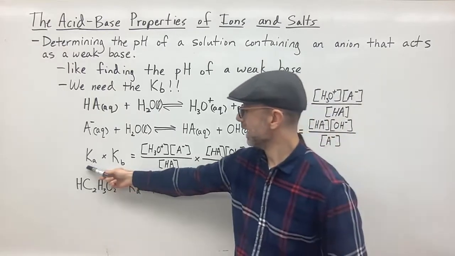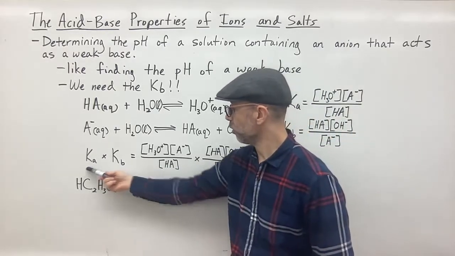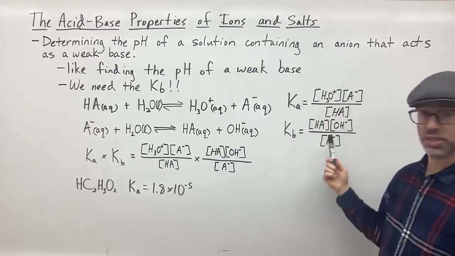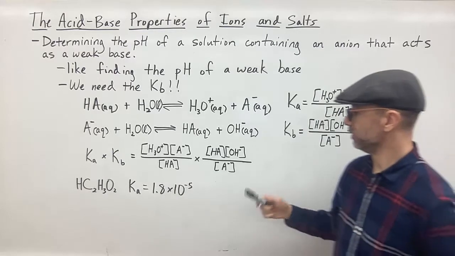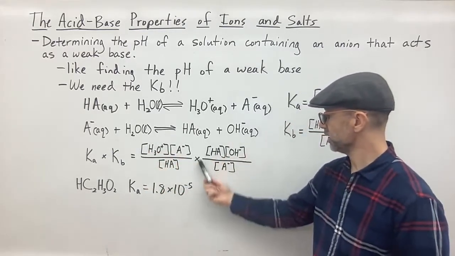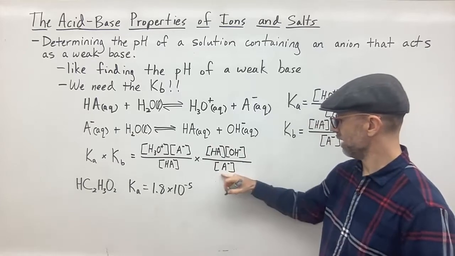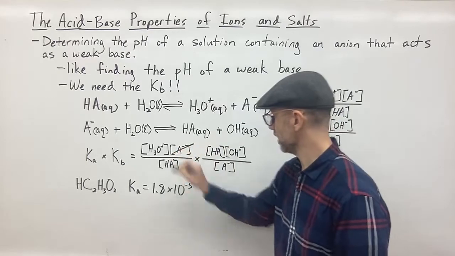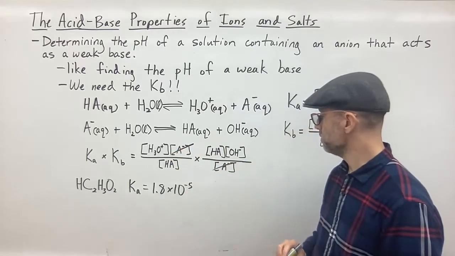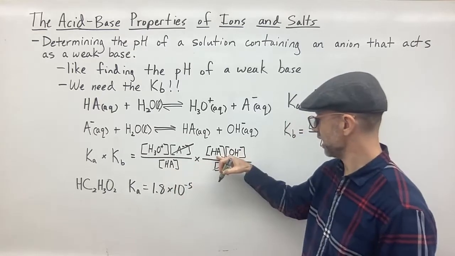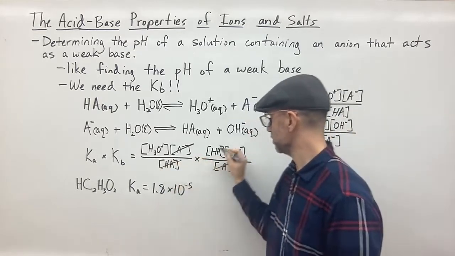If we take the Ka and the Kb values and we multiply them, look what happens. So if we multiply the Ka expression by the Kb expression, we notice that we have the A minus concentration here and the A minus concentration there, so that's going to cancel out. And we have the HA concentration here and the HA concentration there, so that's going to cancel out.